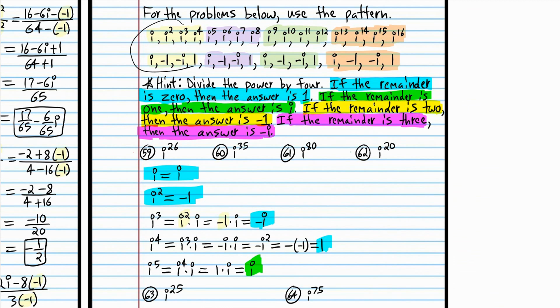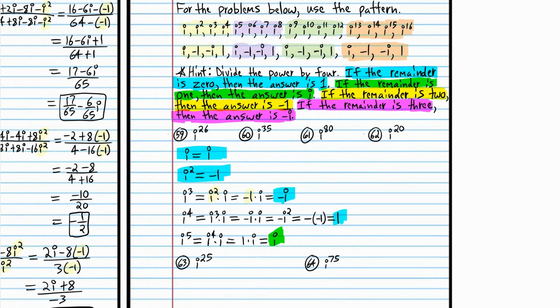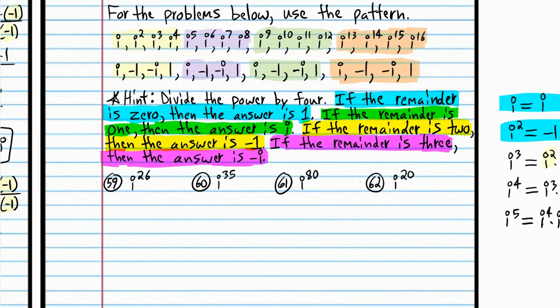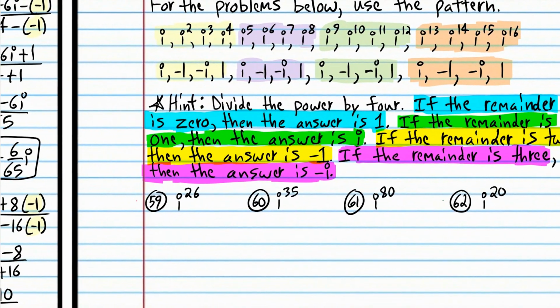Look up here in the yellow and the purple and the green and the orange. You have that same pattern of 4 numbers when you raise I. You just keep going higher and higher, but you have the same 4 numbers. So that's going to make it really easy for us. So here's the easy way to do this.